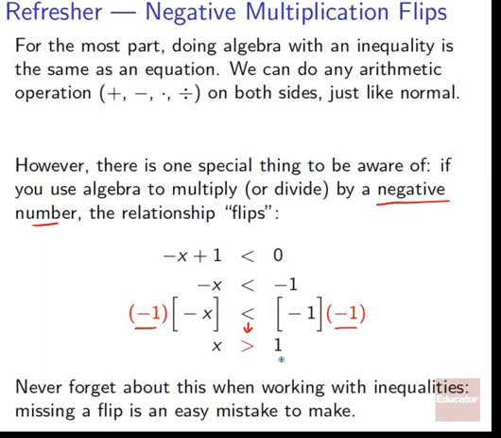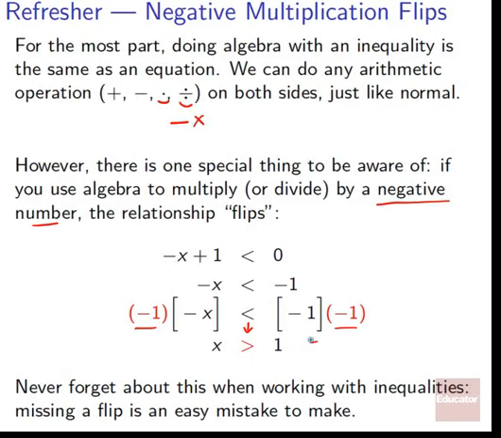This is really important to remember. You don't want to forget about this when you're working with inequalities. Any time you multiply or divide by a negative number, it will cause your less than, greater than, less than or equal to, greater than or equal to, whatever you're dealing with, to flip. Your inequality symbol will flip to the other direction. It's really easy to miss this flip. It's a really easy mistake to make, so just be careful with this. Every time you're doing either multiplication or division by a negative number, negative anything that you're multiplying on both sides, you want to make sure you remember this flipping.